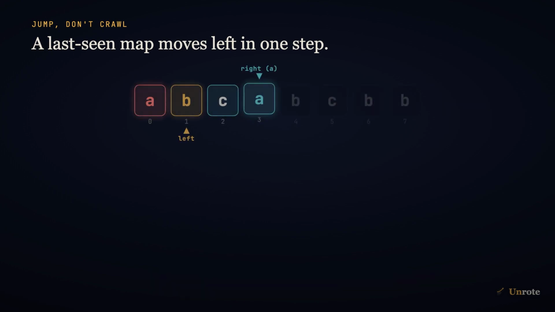The one trick that makes this fast, a small map from each character to the last place you saw it. When the right end lands on a repeat, you don't crawl the left end over one square at a time.